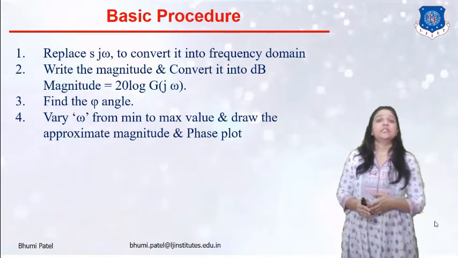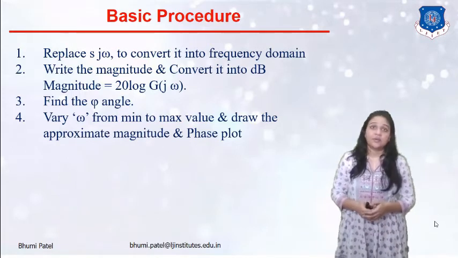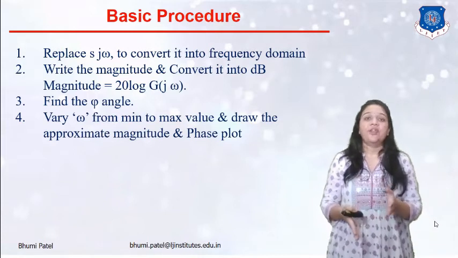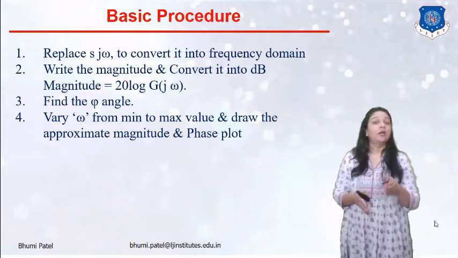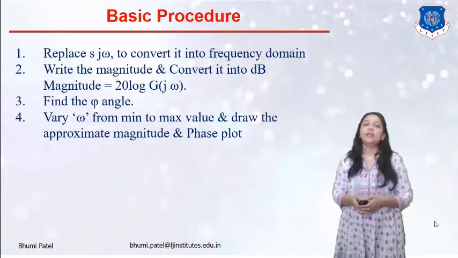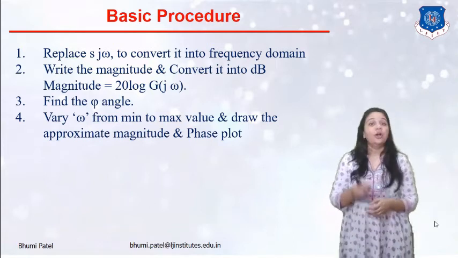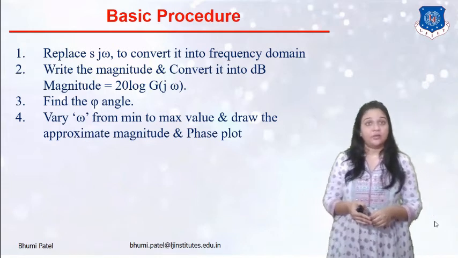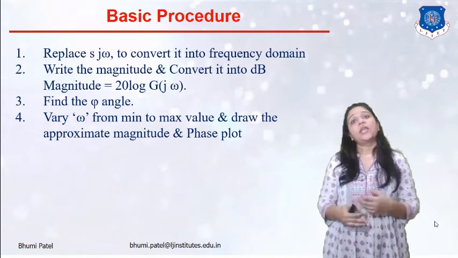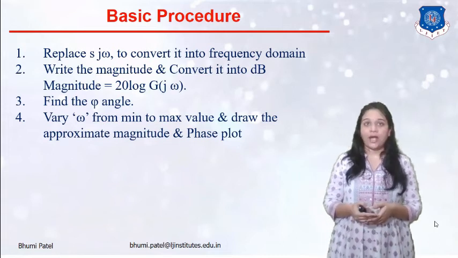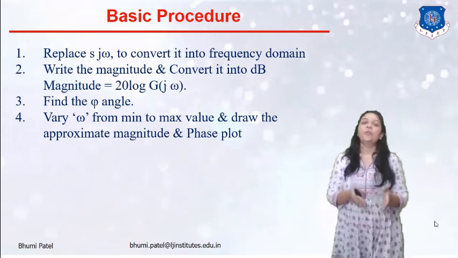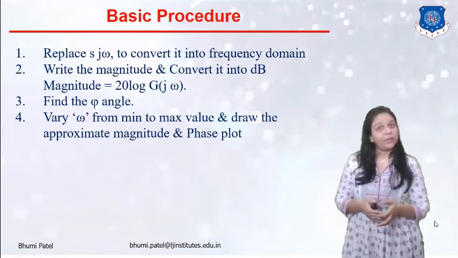Now whenever the magnitude plot crosses 0 dB, we draw a straight line, and this is known as our gain crossover frequency. Whenever the phase angle crosses the minus 180 degree line, we draw a straight line, and this is known as the phase crossover frequency. So using the Bode plot we find the value of GM, PM, WGC and WPC.